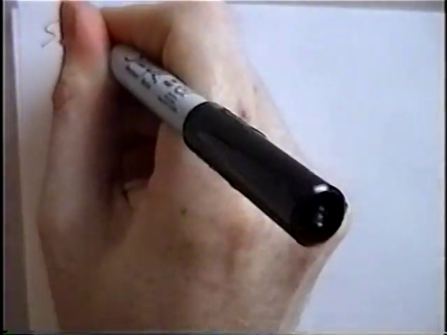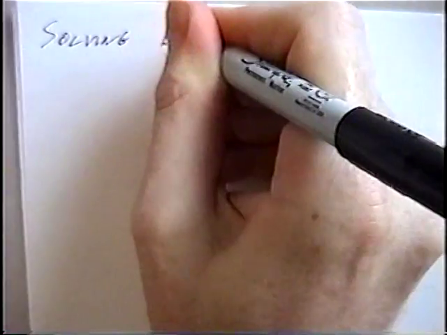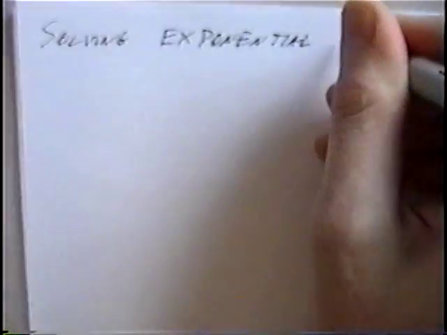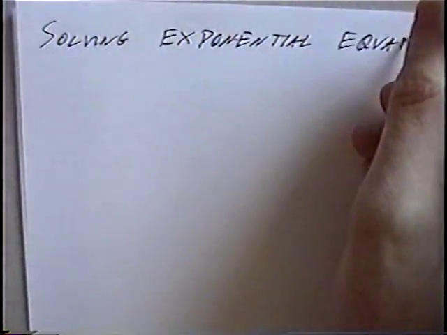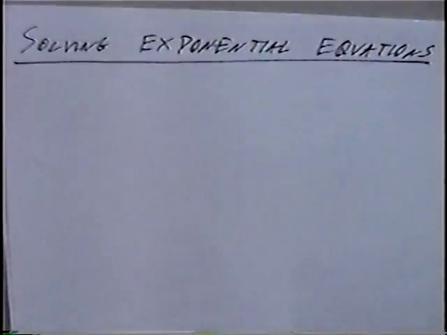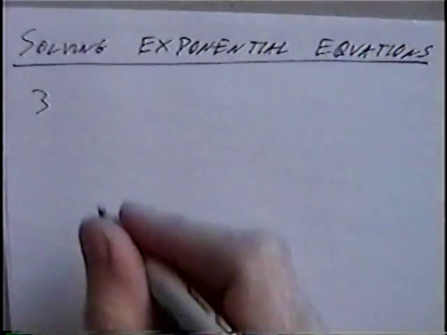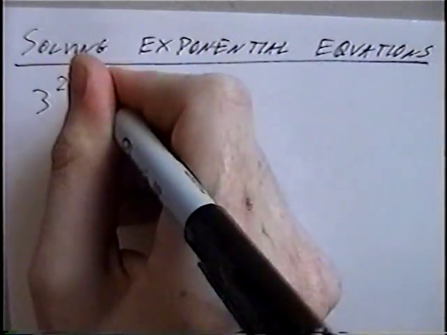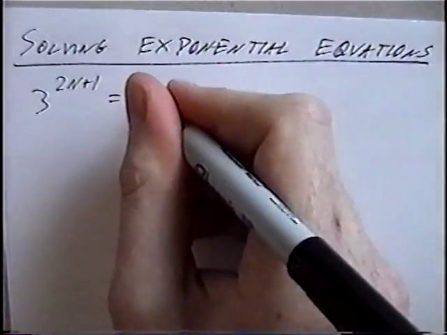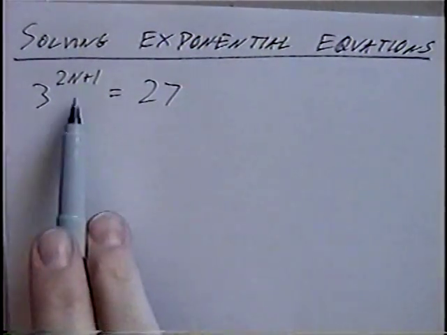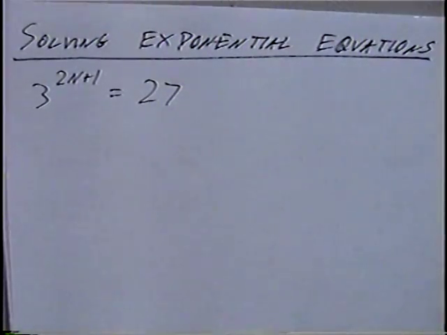Last section of notes today is titled Solving Exponential Equations. First equation we'll solve is 3 to the exponent of 2n plus 1 equals 27. Exponential equations will have variables in the exponents.